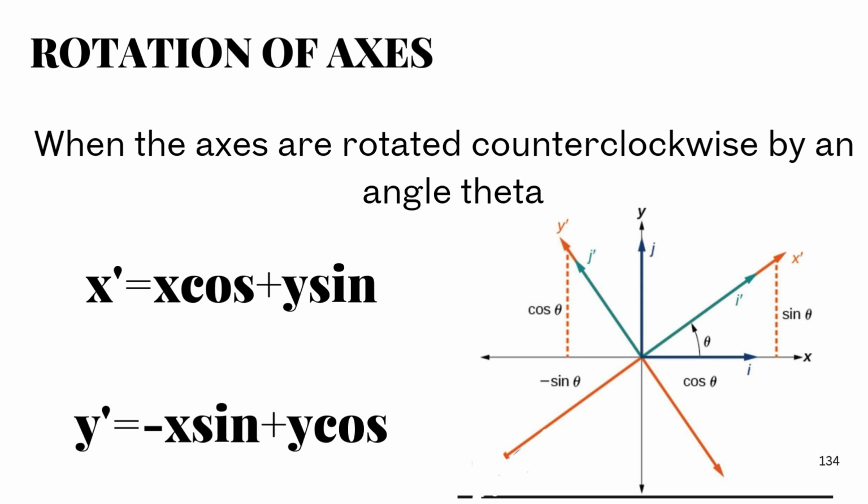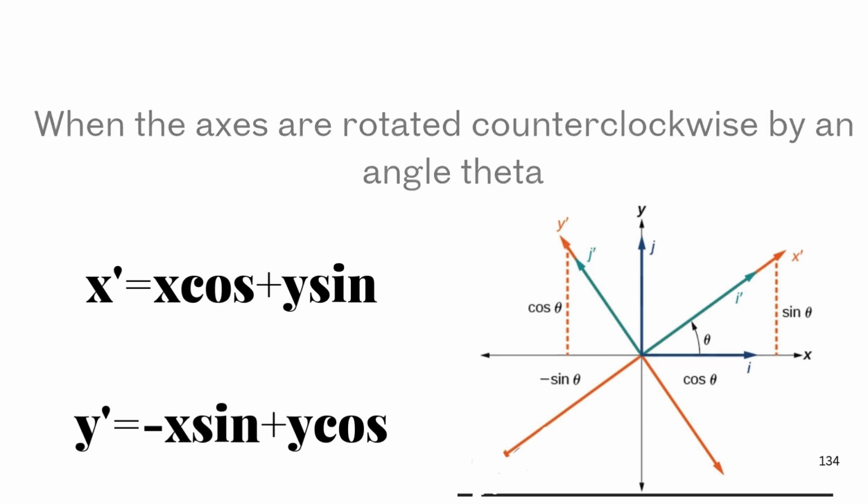Let the original coordinates of a point be x, y. After rotating the axes counterclockwise by an angle theta, the coordinates of the same point in the new coordinate system are x prime and y prime. The relationship between the old and new coordinates is given by the following equations. x prime equals x cos theta plus y sin theta. y prime equals minus x sin theta plus y cos theta.